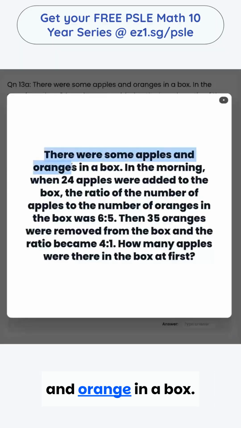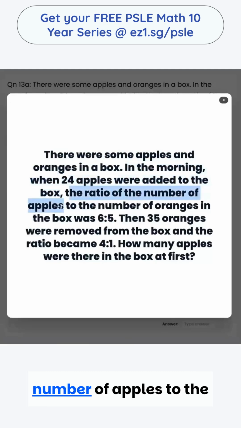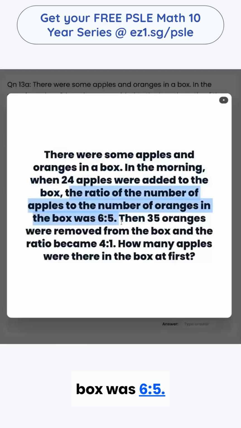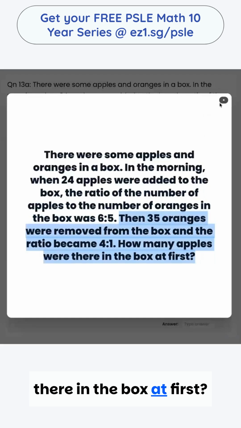There were some apples and oranges in a box. In the morning, when 24 apples were added to the box, the ratio of the number of apples to the number of oranges in the box was 6:5. Then 35 oranges were removed from the box and the ratio became 4:1. How many apples were there in the box at first?